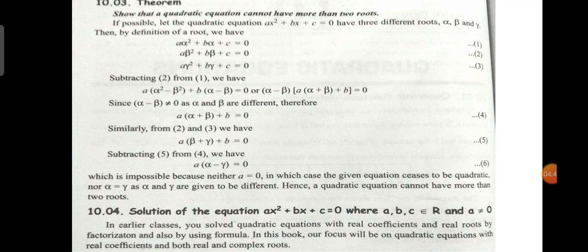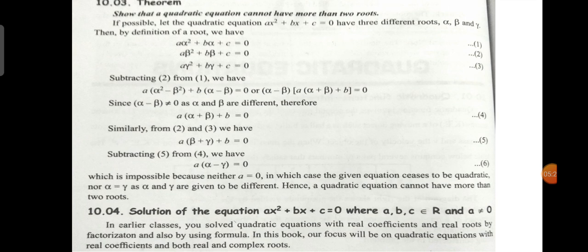And there is a theorem. You don't have to study the proof, but the theorem should be remembered. Show that a quadratic equation cannot have more than 2 roots. You have studied in previous classes that for polynomials of first degree, second degree, and so on, if a second degree polynomial is given, there should be two roots for that polynomial. Similarly, a quadratic equation cannot have more than two roots. Two roots must be there.